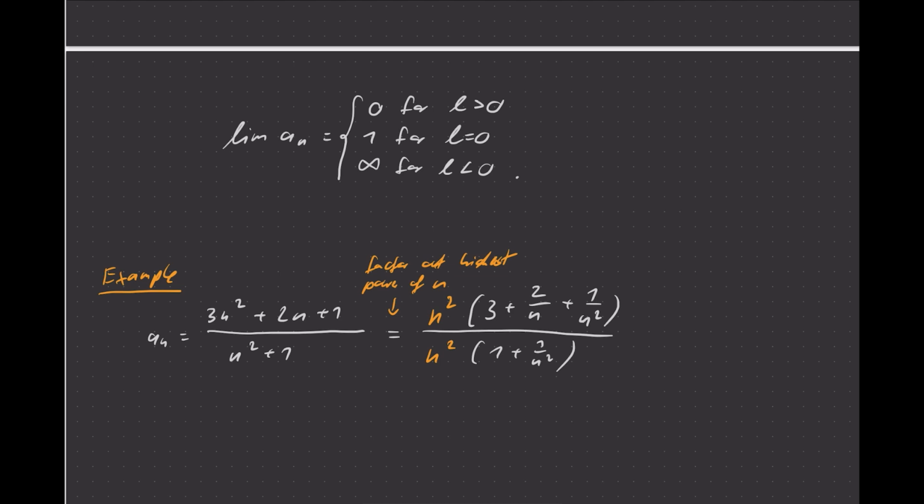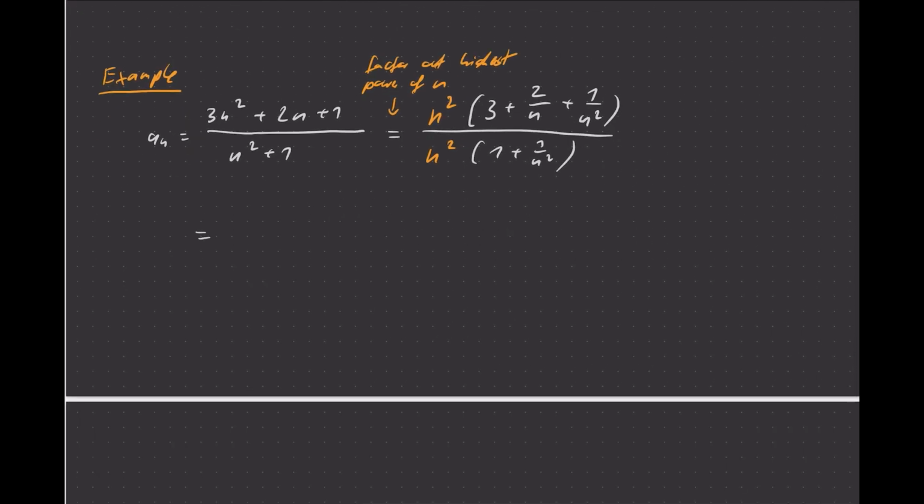And now you'll notice these are harmonic sequences. So we can cancel out the n squared, of course. So we have 3 plus 2 times 1 over n plus 1 over n squared, and we have 1 plus 1 over n squared.